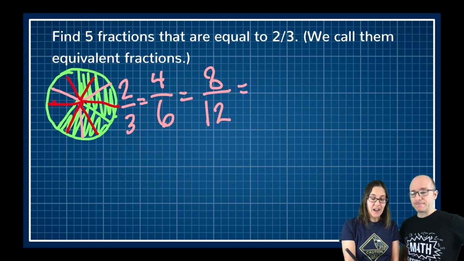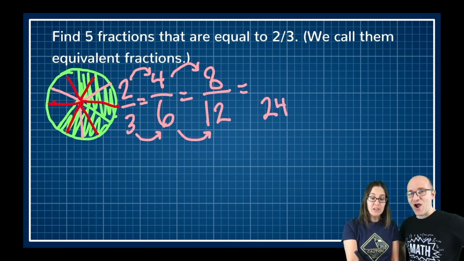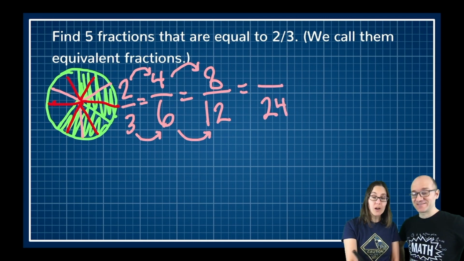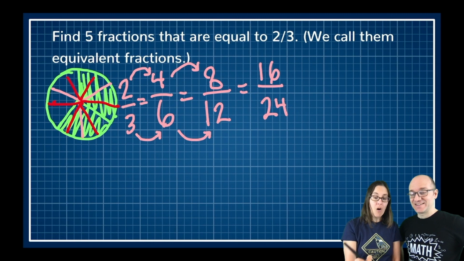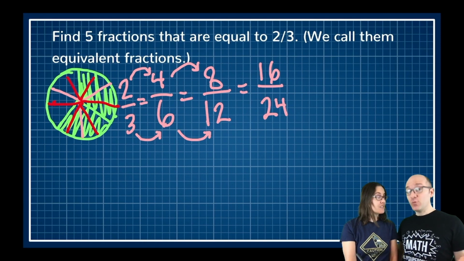That's right. And I've noticed that to get from 3 to 6, I just multiplied by 2. To get from 2 to 4, multiplied by 2. Because I was cutting these pieces in half, and I did the same thing here and here. I just multiplied by 2. So without even slicing my pizza, if I multiply 12 by 2, that's 24. 8 by 2, that's 16. Outstanding. That's another one. 16 divided by 24, or 16 24ths, is equivalent to 2/3.